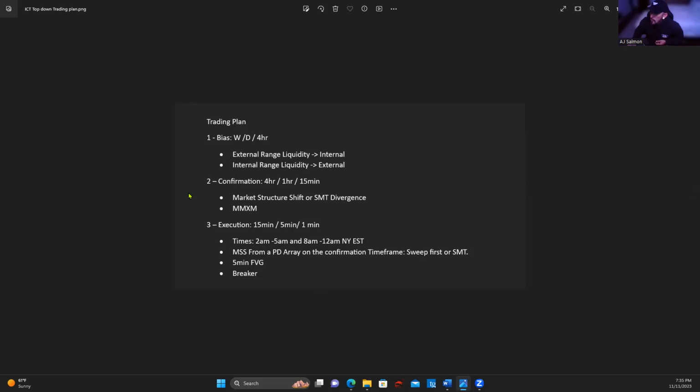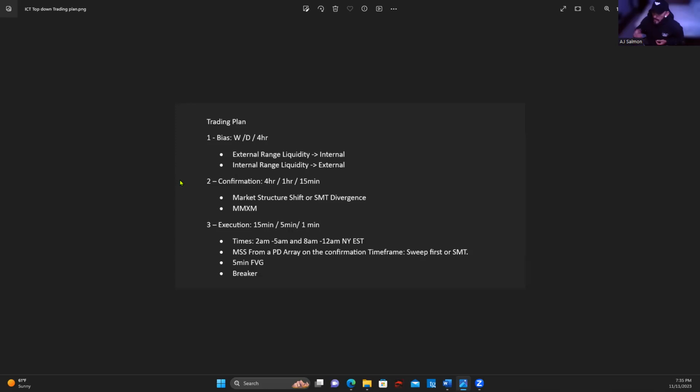And so trading plan, our bias: weekly, daily, 4-hour. Okay. We're going to look for external range liquidity to come to an internal range liquidity. Once we get that, we can also look for internal range liquidity to run to external range liquidity. Okay. So second, we want to wait for the confirmation off of the 4-hour, 1-hour, or 15-minute.